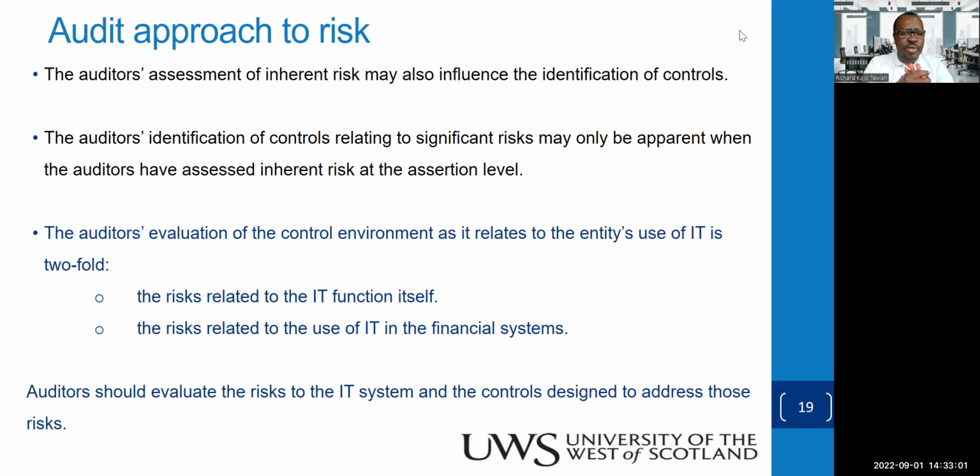The auditor's evaluation of the control environment as it relates to the use of its IT systems. You always find this nowadays: the risks related to the IT function itself, the risk related to the use of IT in the financial system. So is it robust, or can somebody easily go through the system and play his own cards, okay? So we must evaluate the risk that pertains to the IT and look at the controls designed to address these. That's why today in most audit firms, there's always an IT division who will come and join the main auditors and conduct IT assurance over the systems, okay?